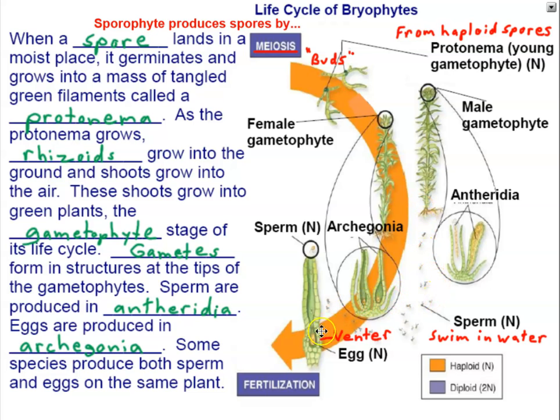And once the egg is fertilized, then it becomes a zygote, of course, and it begins to divide and develop into a sporophyte that grows right out of the top of the female gametophyte. And by the way, that portion of the archegonia where the egg develops and gets fertilized is known as the venter. So the venter is kind of like the womb or the uterus of the archegonia, the female gametophyte.